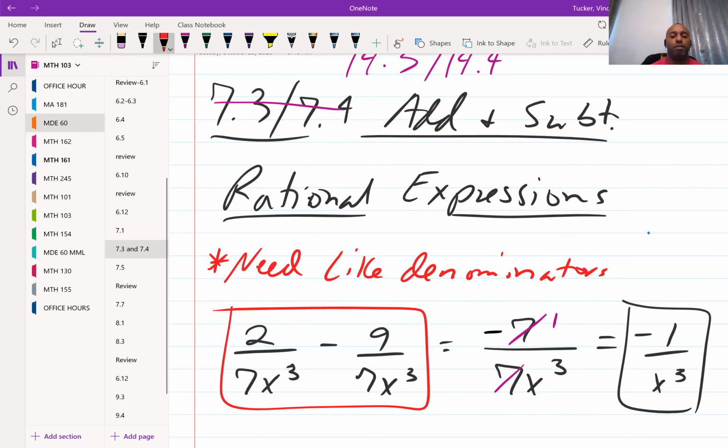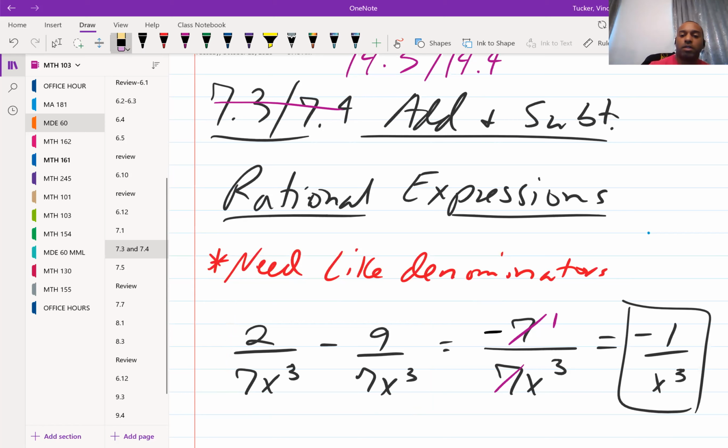2 over 7x cubed minus 9 over 7x cubed. We already have common denominators, so we can go ahead and subtract our numerators. That will give us negative 7 over 7x cubed. Cancel the 7s, and that'll leave you negative 1 over x cubed. So just like with fractions, if you already have common denominators, just add or subtract the numerators accordingly, keep that same denominator, and then reduce if possible.